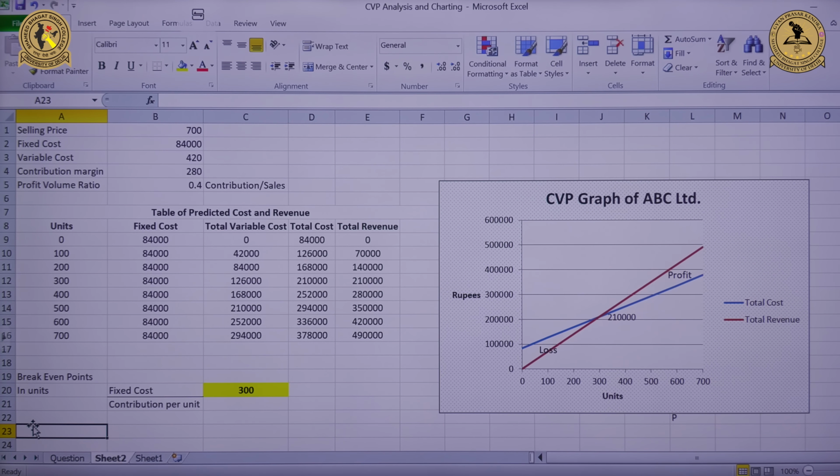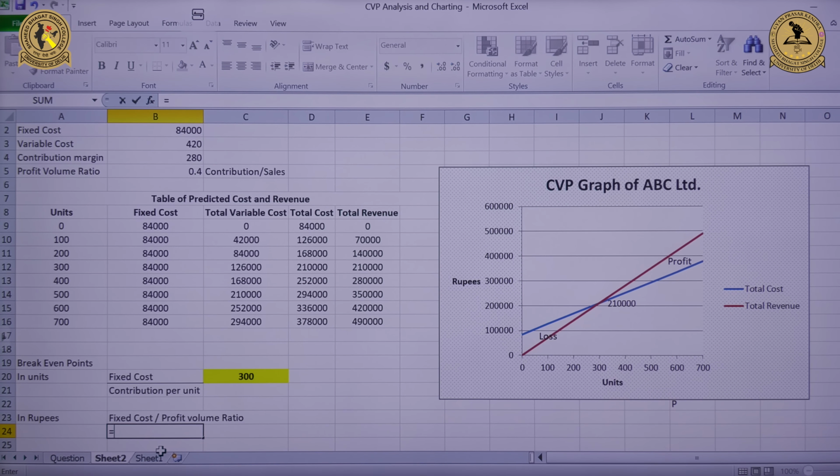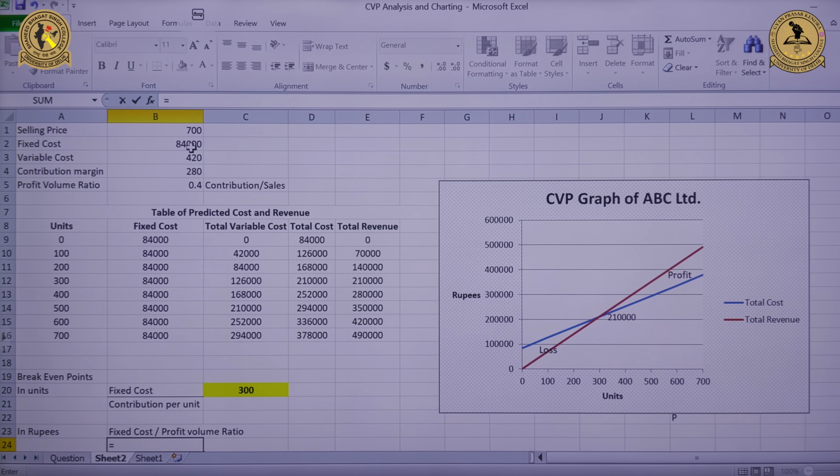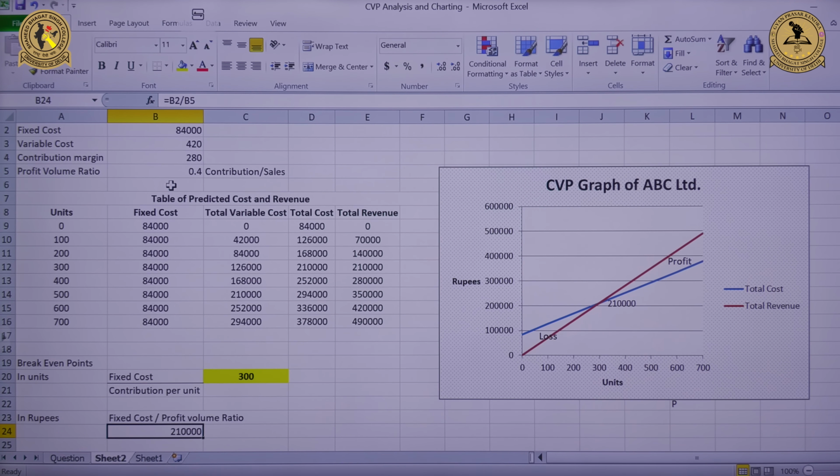The next is the computation of break-even point in value or in rupees. The formula remains the same, fixed cost divided by PV ratio. So instead of dividing my fixed cost by contribution per unit, I am dividing it by the profit volume ratio. So again equals to, I need to select my fixed cost which is 84,000, divided by profit volume ratio 0.4. So again I need to put a divide sign and then select this 0.4 which is represented by the B5 cell and press enter. It comes out to be 2,10,000. This is my break-even point in rupees.